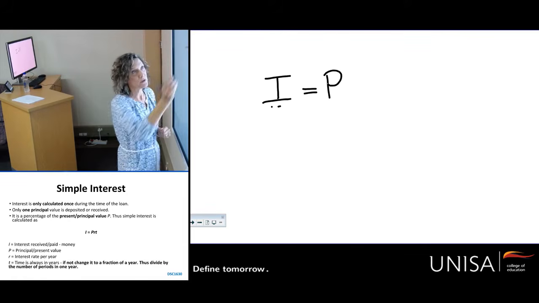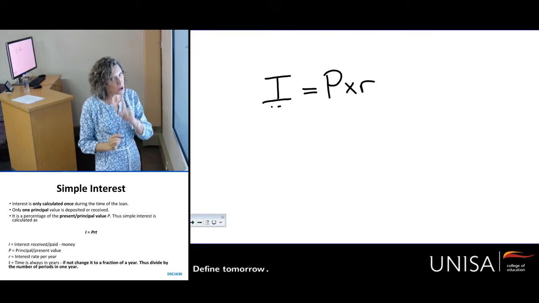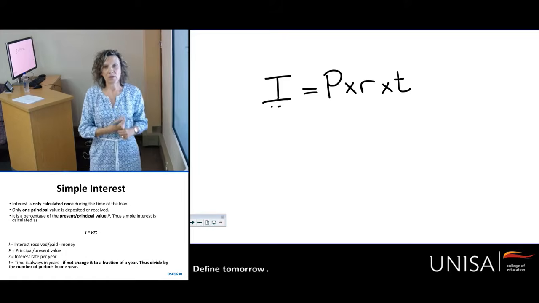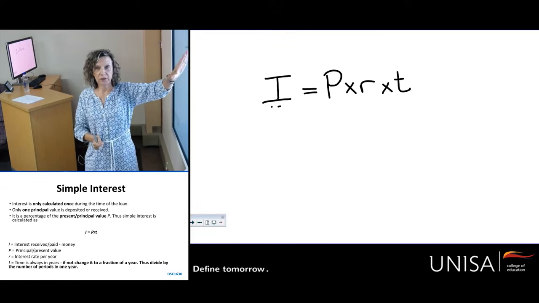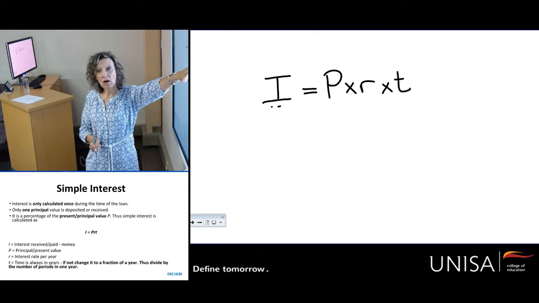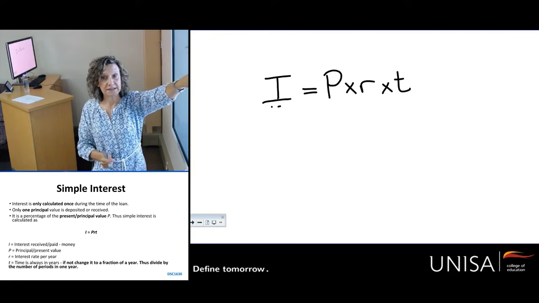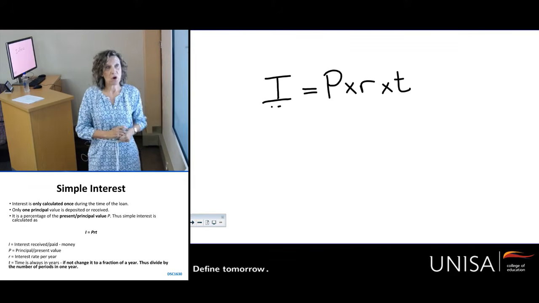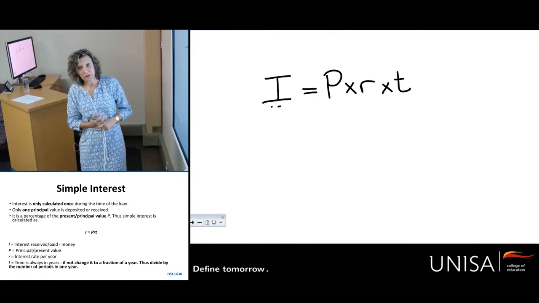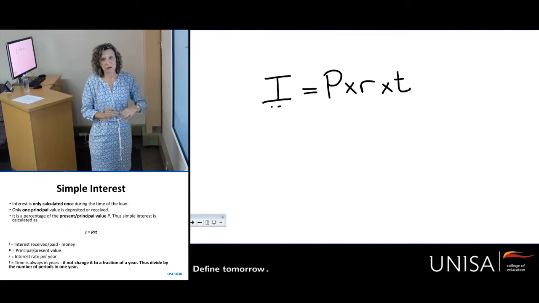So if we use symbols to calculate that, we would say our interest, I, is equal to P, our principal value, times R, our interest rate per year, times T, our time period. So what is P? Our principal value, the value that you deposit or invest. R is our interest rate as a percentage, and T is the time period, or you can call it the term of your loan or the term of your investment.